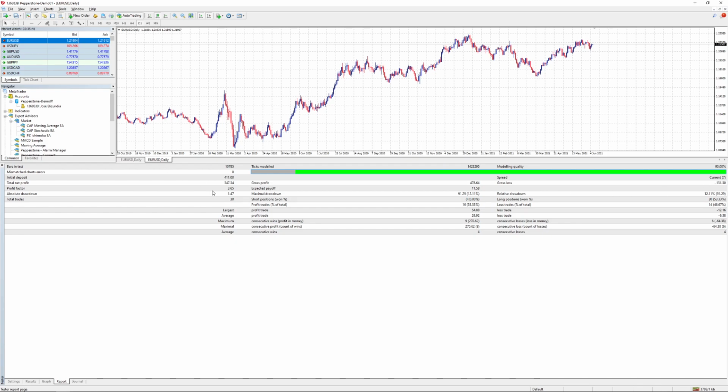Of course, you want it to be above one. In this case, if we divide our gross profit by our gross loss, it turns out to be 3.65. Our total trades, that's a key point.